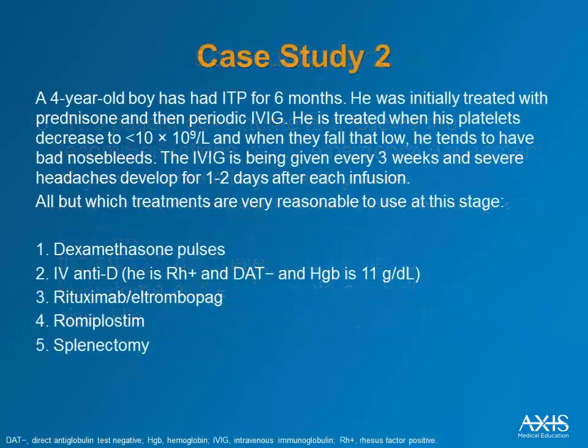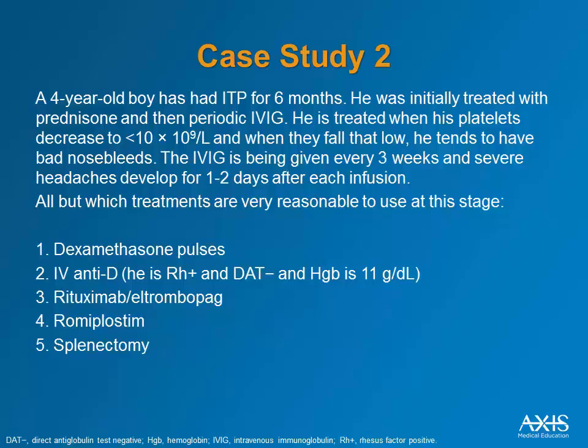Thanks, Howard. We're going to look at a 4-year-old boy who has had ITP for 6 months, who initially was treated with prednisone and then every 3-week IVIG. He received the IVIG whenever his platelets decreased substantially, and when they fell very low, he would tend to have bad nosebleeds that would be hard to stop.